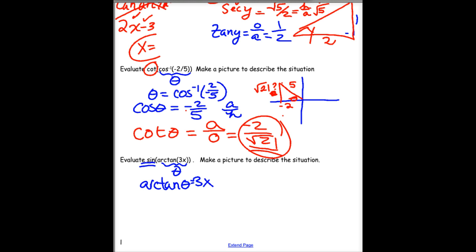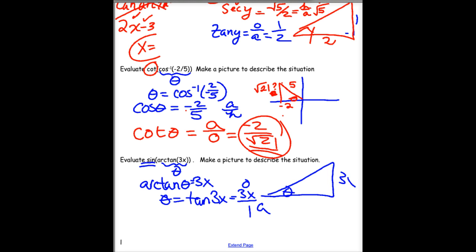When I tan both sides, I'll get theta equals tan 3x, which is really 3x over 1 as a ratio. At this point, I go draw an angle. I go TOA, and I go opposite over adjacent. Are you good so far? I don't want that. I want to know the sine of that unknown angle, and sine is opposite over hypotenuse. So let's go take a look at what I'm missing here. I've got opposite, which is 3x.